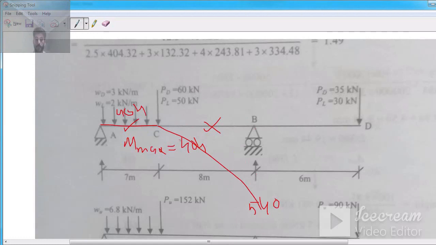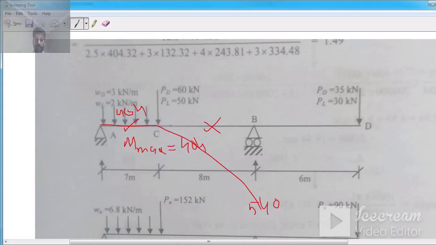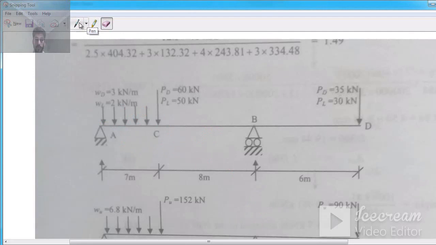Now we have to move forward, and you see here that they first of all consider what portion, and these are the maximum moments. Your LB for portion AC is 7 meter. This is also interesting: you see that lateral bracing one is here, lateral bracing one is here, and lateral bracing one is here. So for AC our LB will be the unbraced length.